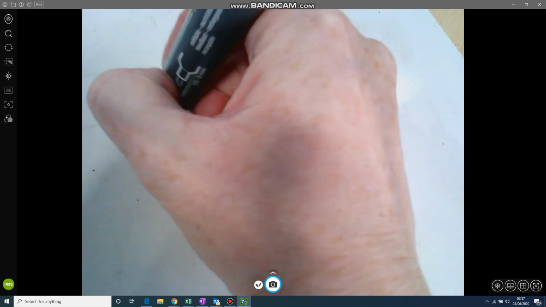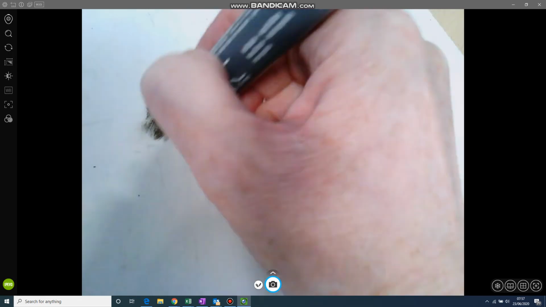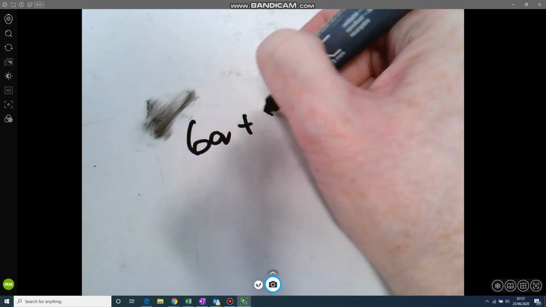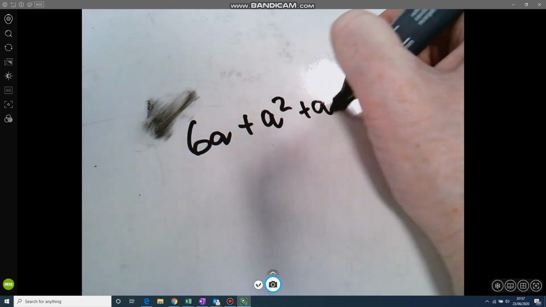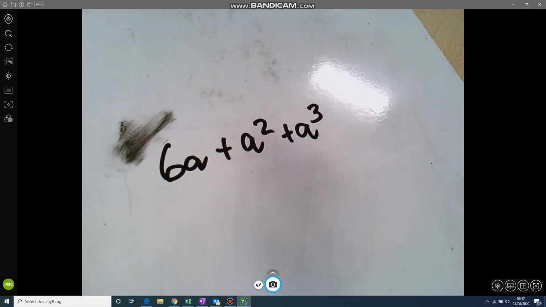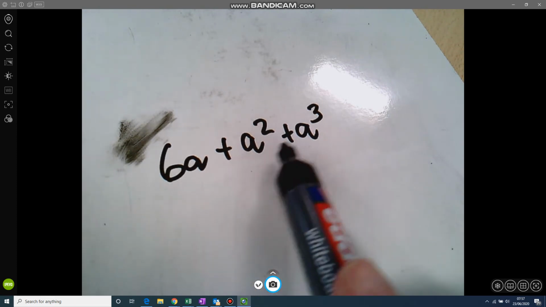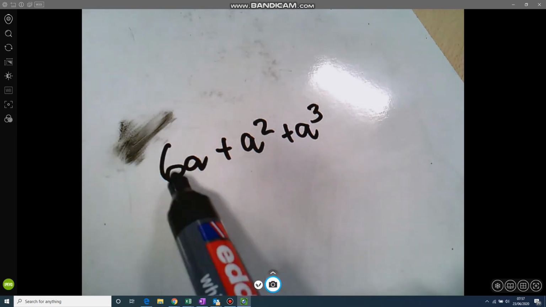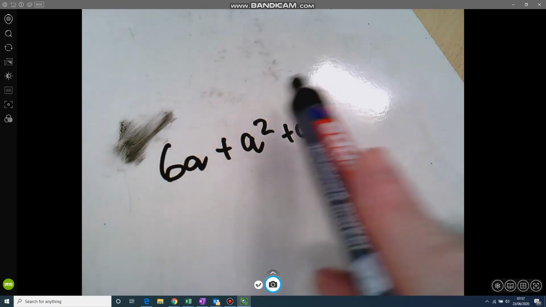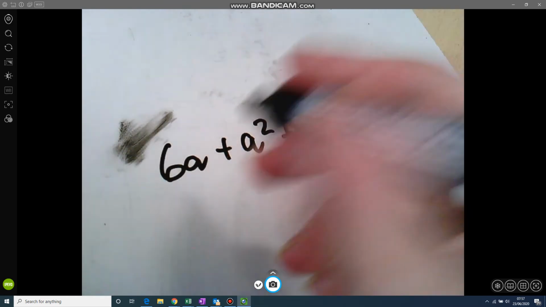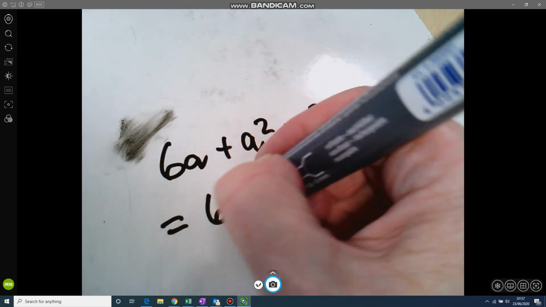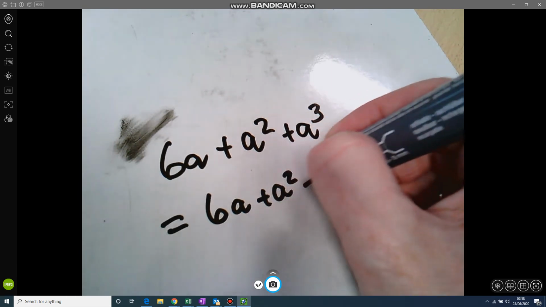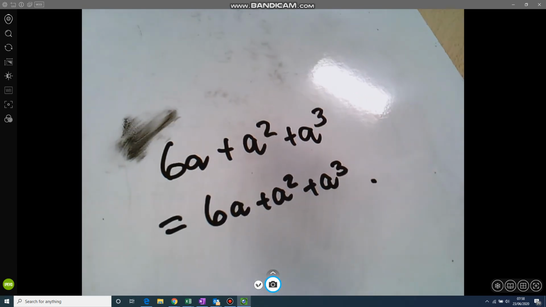Okay, 6a plus a squared plus a cubed. Well, that's a bit of a trick question, because what you can see is none of your terms are the same. So that cannot be collected. So it equals the same, 6a plus a squared plus a cubed.